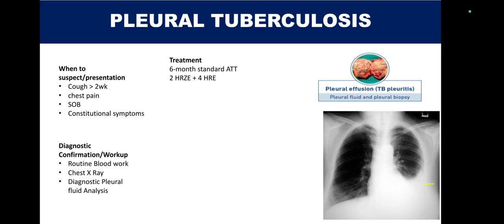Alright. How to treat such a patient? 6 months of standard anti-tubercular treatment is needed, that is 2 months of HRZE and 4 months of HRE. And the role of steroid? No, there is no role of steroid.